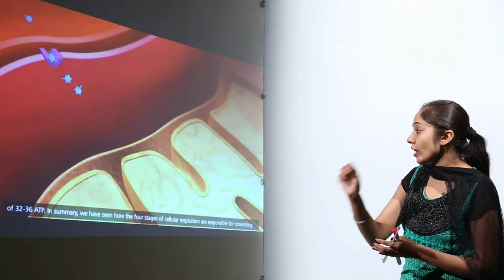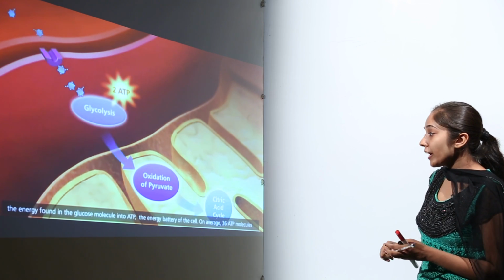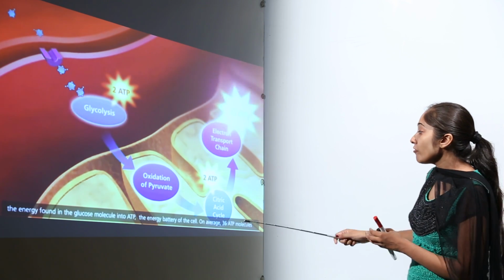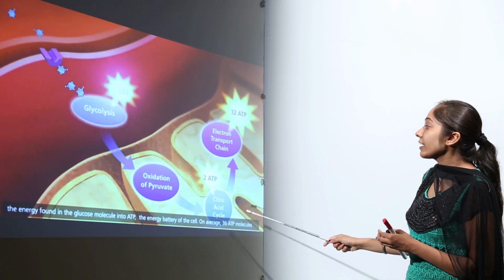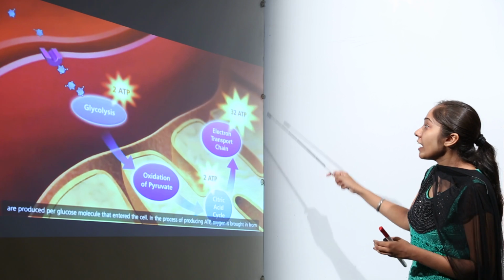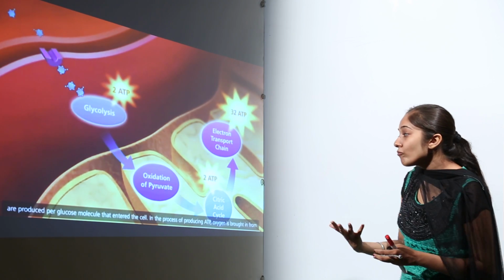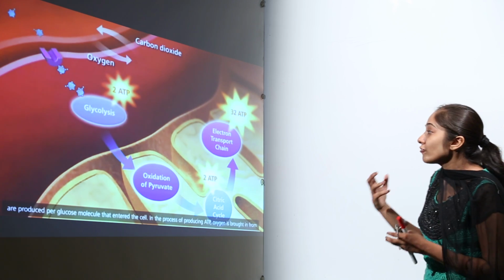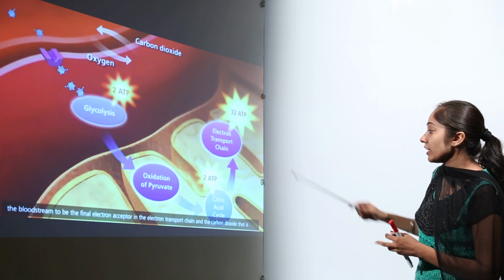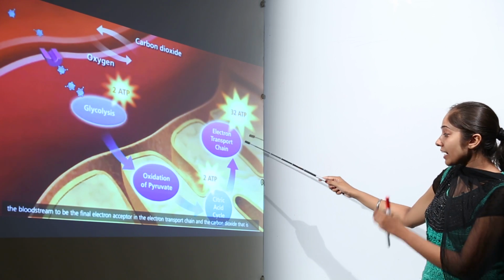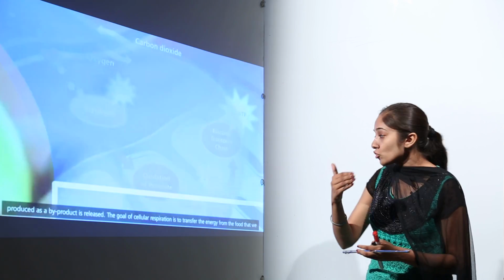ATP is adenosine triphosphate. We have seen the 4 stages of respiration and how energy in the form of ATP is made available to us: glycolysis, oxidation of pyruvate, the citric acid cycle and the electron transport chain. Ultimately we have 32 ATPs. Oxygen is brought in from the bloodstream to be the final electron acceptor in the electron transport chain, and the carbon dioxide that is produced is a byproduct that needs to be removed.